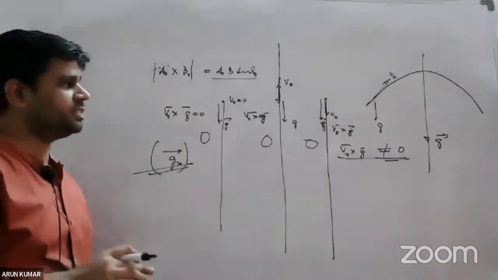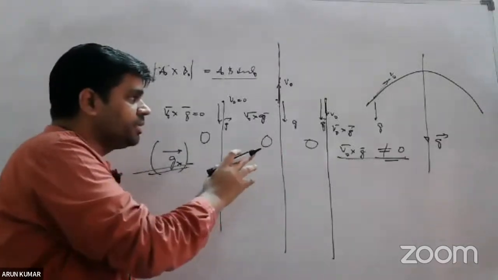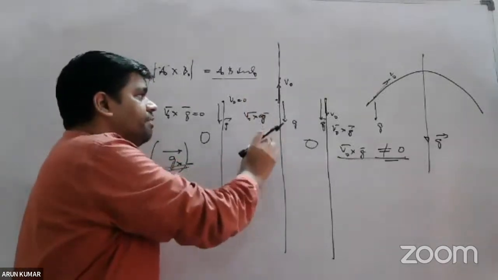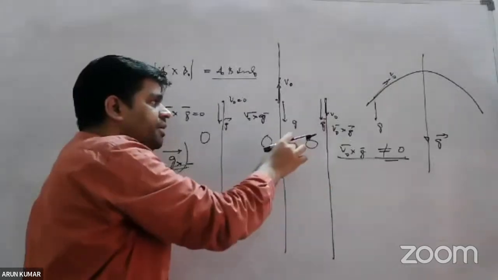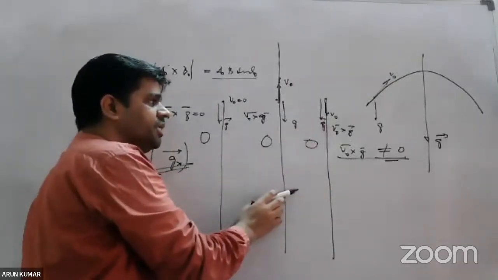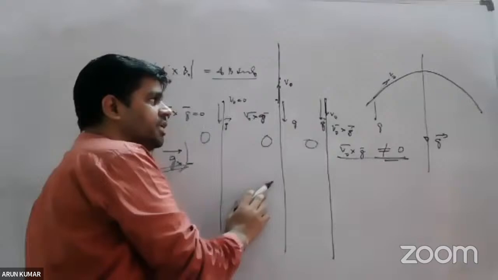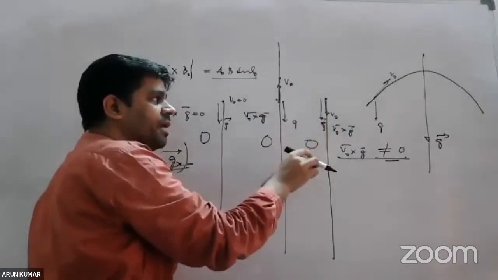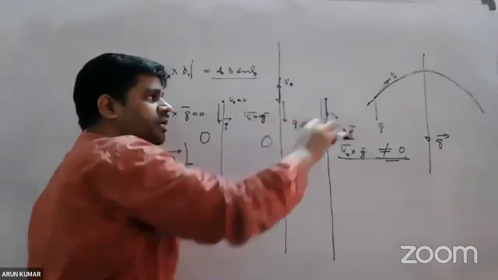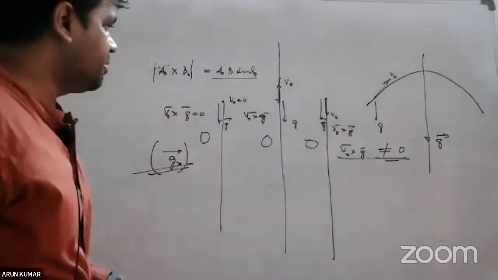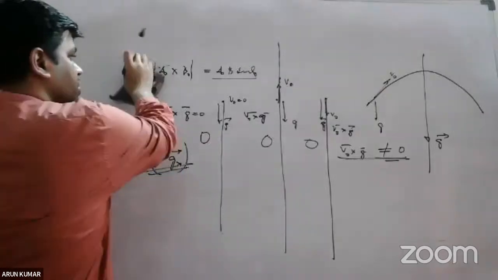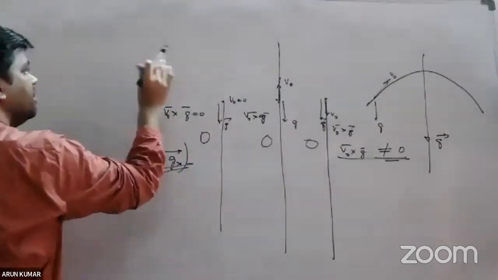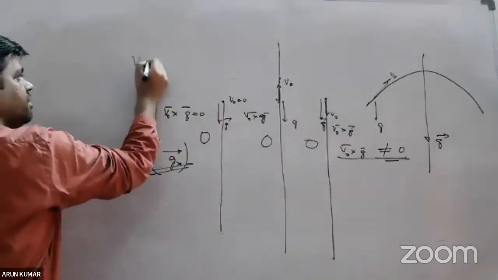So I'll mathematize this fact: if I leave a particle, or if I project a particle downward or upward, that is parallel and anti-parallel to g, my motion is a straight line. If I project a particle at an angle with g, which is neither parallel nor anti-parallel, then I'll get a parabola. So how do I mathematize it? I'll say if the cross product of v naught and g, gx, why am I saying gx?